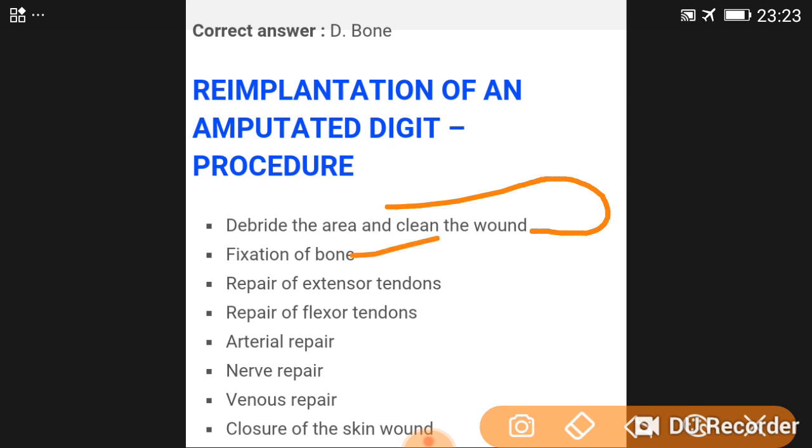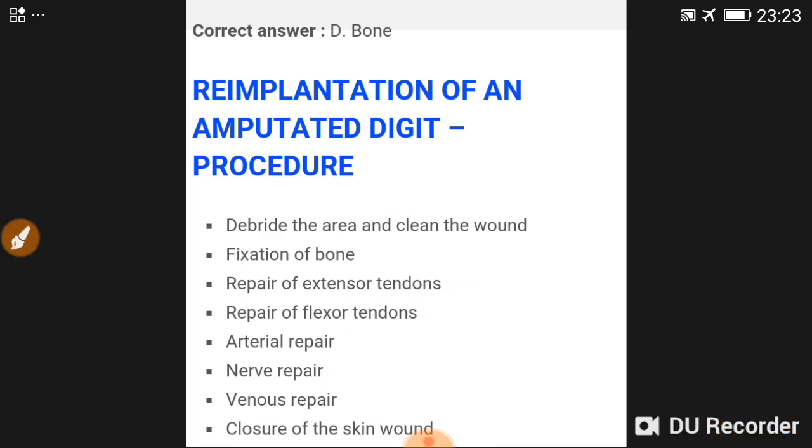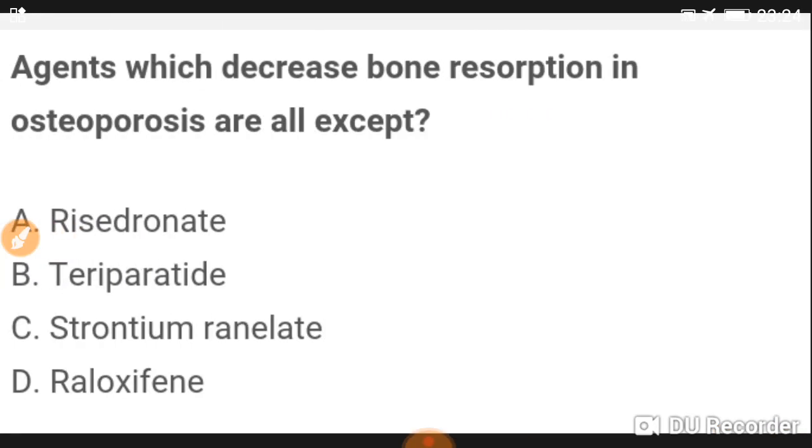Then fixation of bone, repair of the extensor tendons, then repair of flexor tendons, arterial repair first, then nerve repair, then venous repair, then closure of the skin wound. I hope the explanation is clear for you.